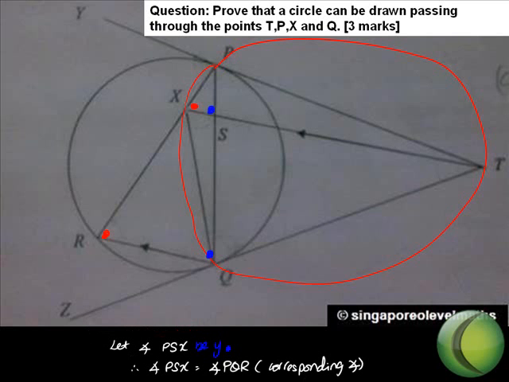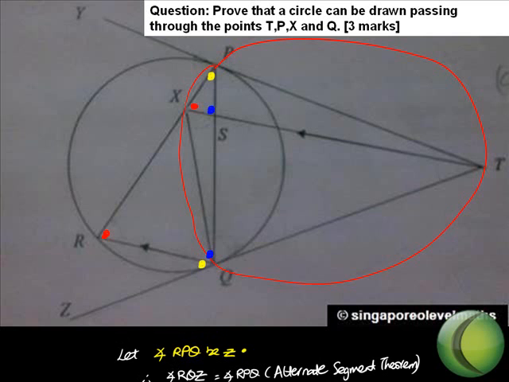Alright, now let's move on. Now, let angle PSX be Y as indicated by the blue dot. Alright, and then I find another angle that is equal to PSX, which is your PQR. Why? Same reason, corresponding angle. Let angle RPQ be Z. Okay, find another angle that is the same, which is RPQ is equal to RQZ. Alright, reason, alternate segment theorem. Alright, so I hope you're following with me so far.